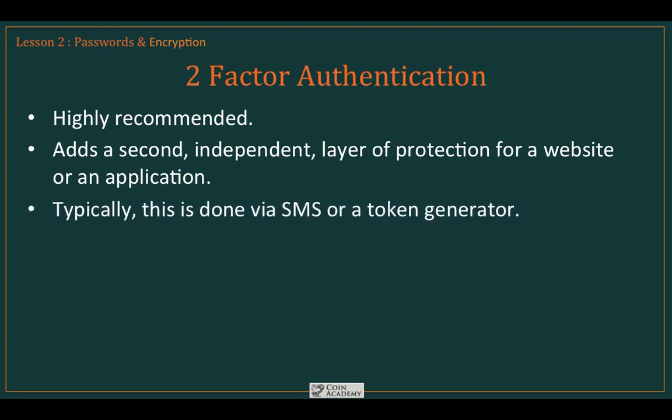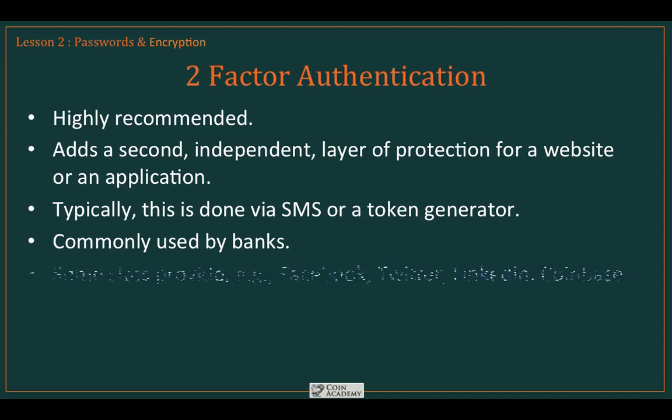Typically, this is done via an SMS or a token generator. In other words, your phone or an additional device becomes part of your authentication process. This is commonly used by banks. You may have a token generator that was issued to you by your bank. So when you log into your online banking services, you have to have the token generator. You push a button, you read the numbers that are on the screen, you type them into the screen, and then you're in. That's two-factor authentication.